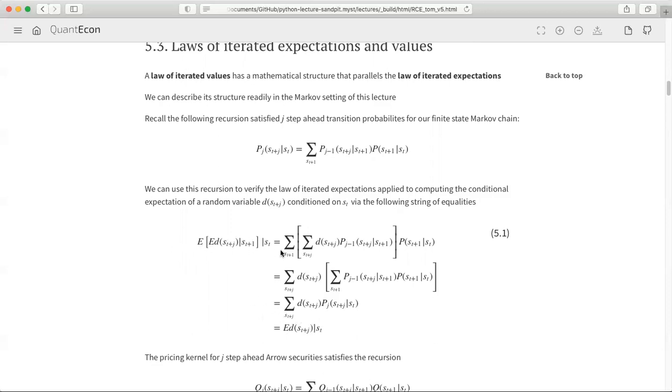And the proof of that is you just write it out. Just write out what the definition of this is. Exchange orders of summations over the t plus 1 and the t plus j, and then just notice that that's our j step ahead transition probability. Okay, so that's the law of iterated expectations.